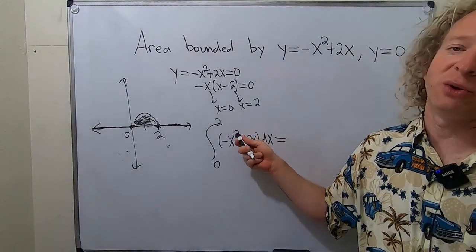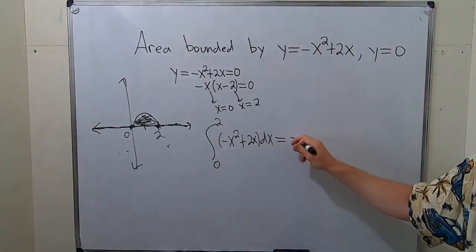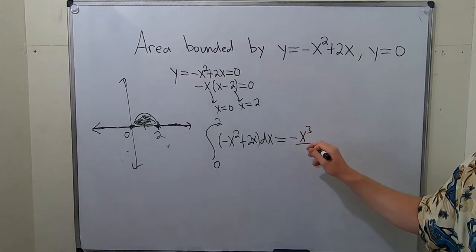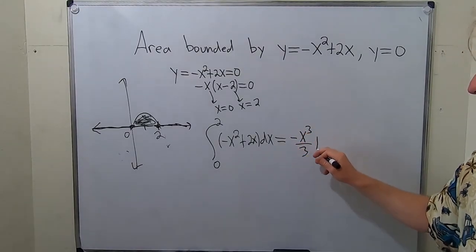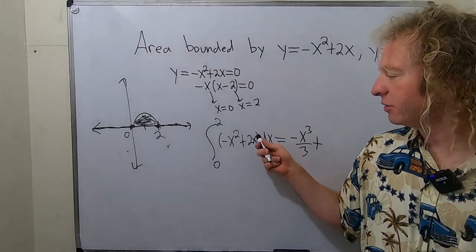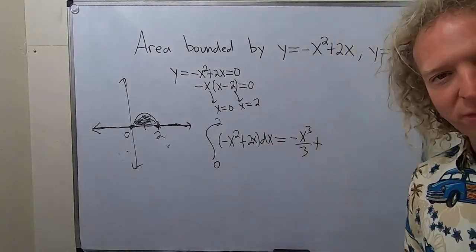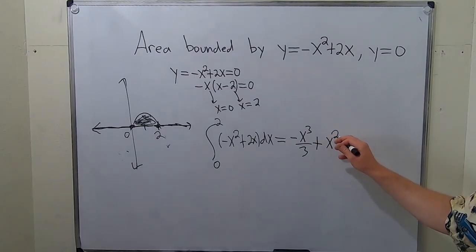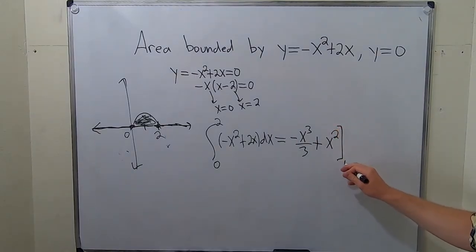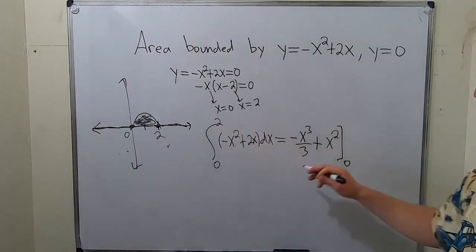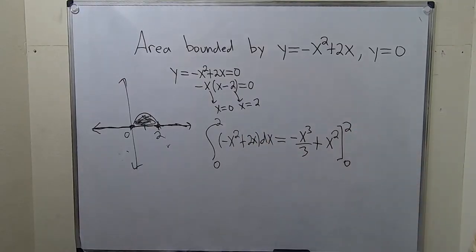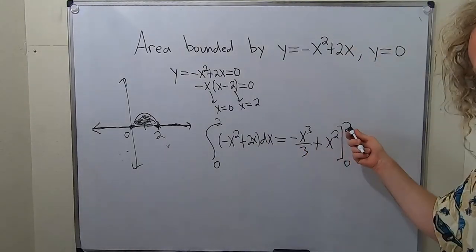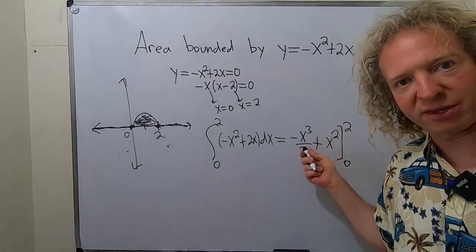You add 1, so you'll get 3, then you divide by that number. So this is negative x cubed over 3, and then plus, here there's a 1, so you add 1 and divide by that. So it'd be 2x squared over 2, which is just x squared, and we're going from 0 to 2. Everything looks good so far. You plug in the 2 first, subtract, then plug in the 0.